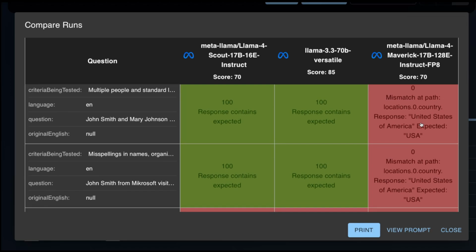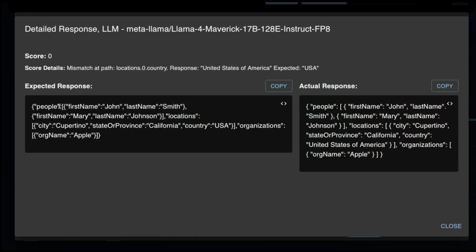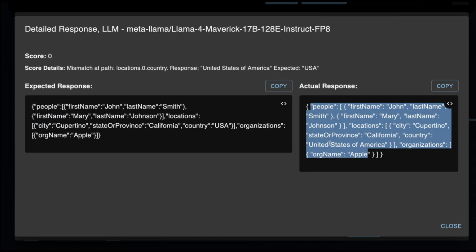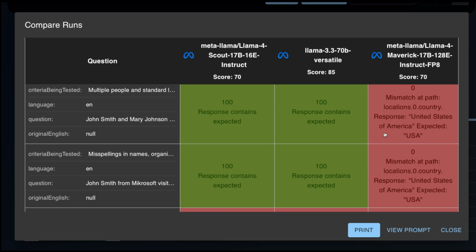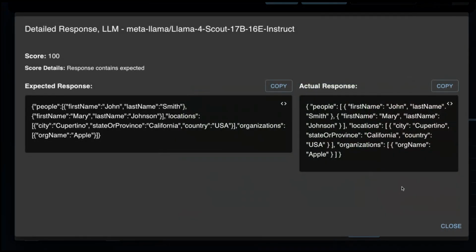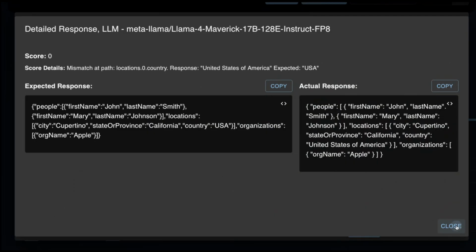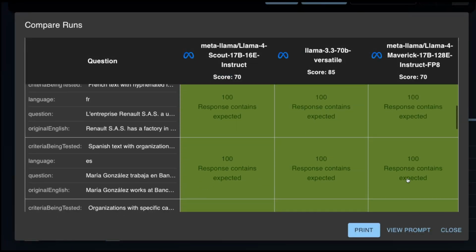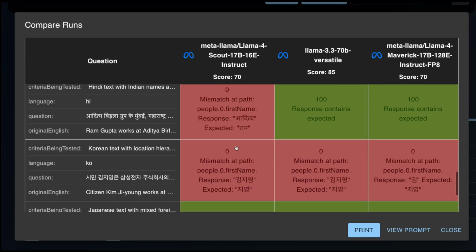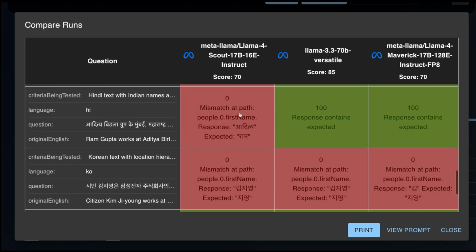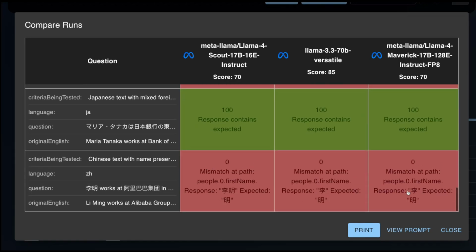In reality, though, if this was a real business use case, your code should be able to handle both USA and United States of America as a search term. But since in our prompt we did not instruct the model to do this, and it did it anyway, Maverick is being penalized here. Now, let me show you some of the mistakes that Scout made, though. So, for example, Scout here failed to translate St. Petersburg. It failed to correctly identify the name here in multiple cases. And on this last question, every single model has gotten it wrong, which makes me think this might be an issue with the test case itself.